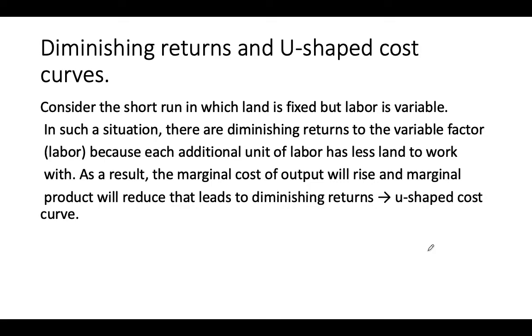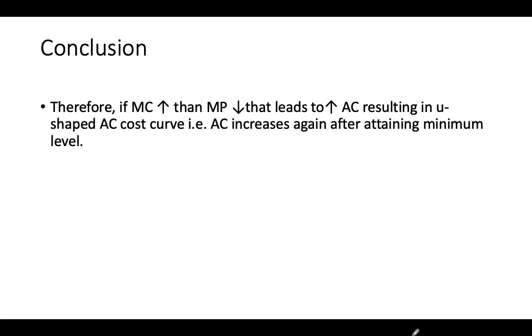Consider the short run in which land is fixed but labor is variable. In such a situation, there are diminishing returns to the variable factor, which is labor in our example, because each additional unit of labor has less land to work with. As a result, the marginal cost of output will rise and marginal product will reduce. That leads to diminishing returns and giving us a U-shaped cost curve. So this is the second topic which is completed over here.